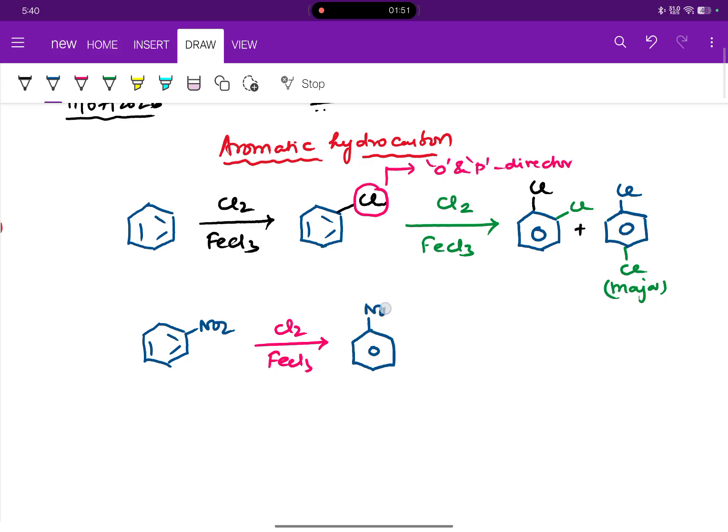Sir, why are we adding FeCl3 with Cl2? Very good. Unless you add FeCl3, the electrophile will not be generated. Okay, sir. So, meta-nitrochlorobenzene. So depending on the group that is attached to the benzene, the product you get will be decided. Okay? Yes, sir.